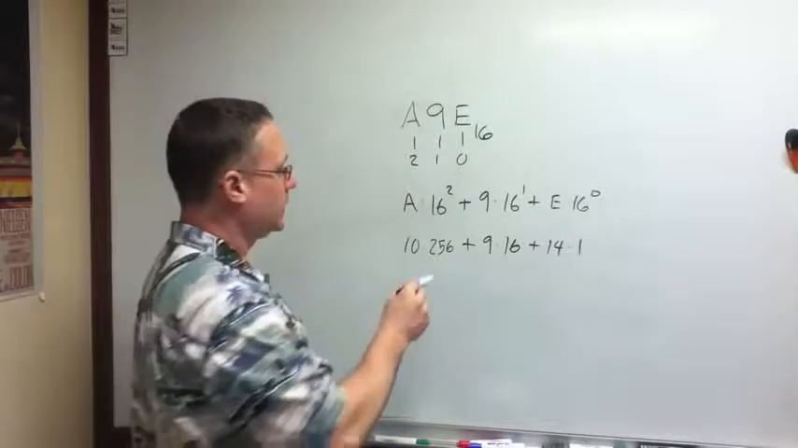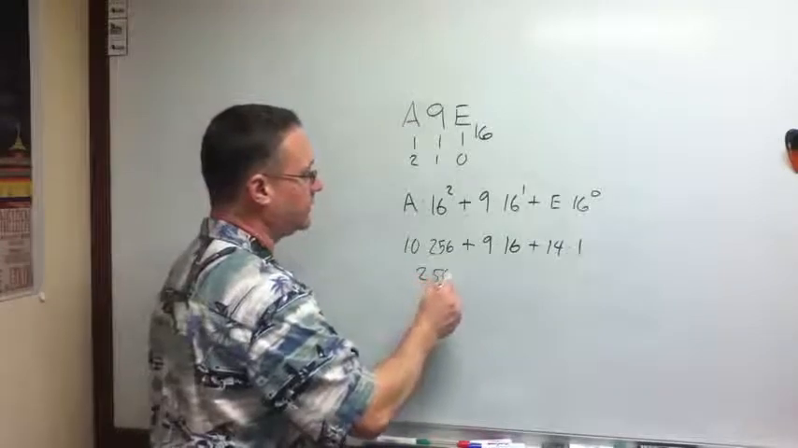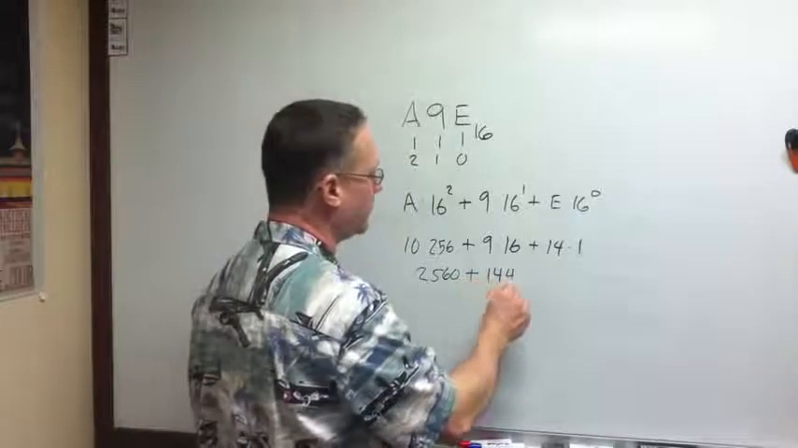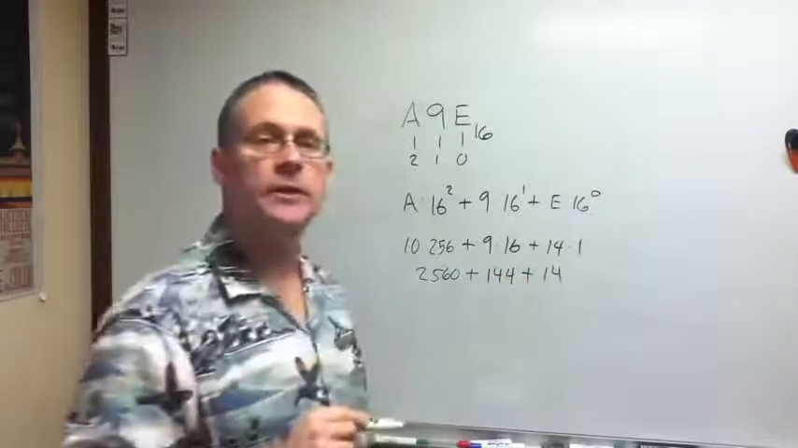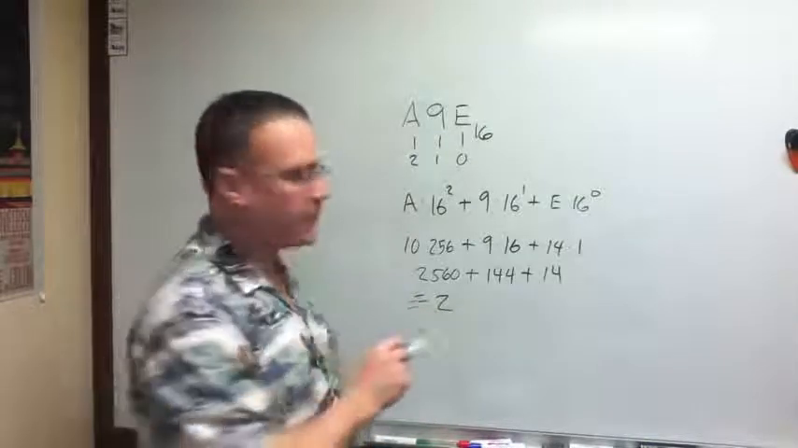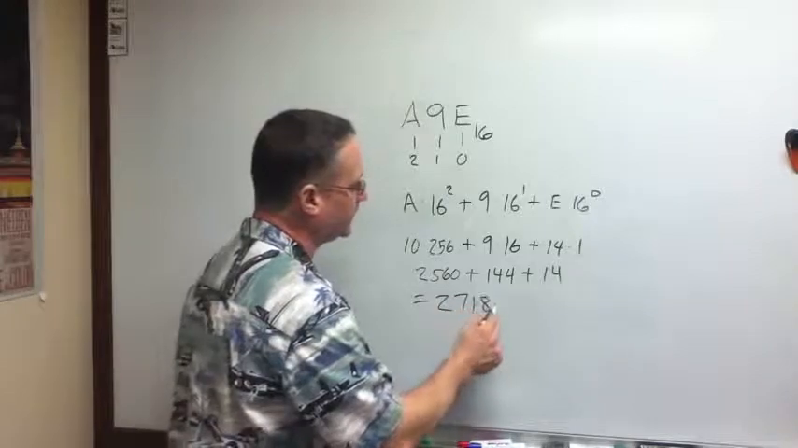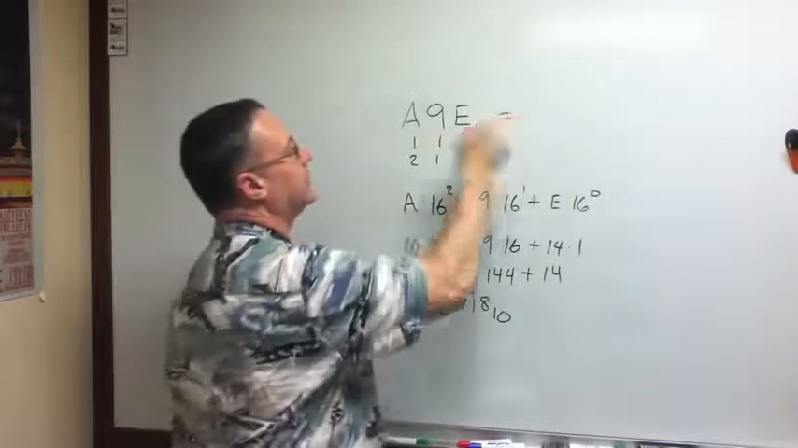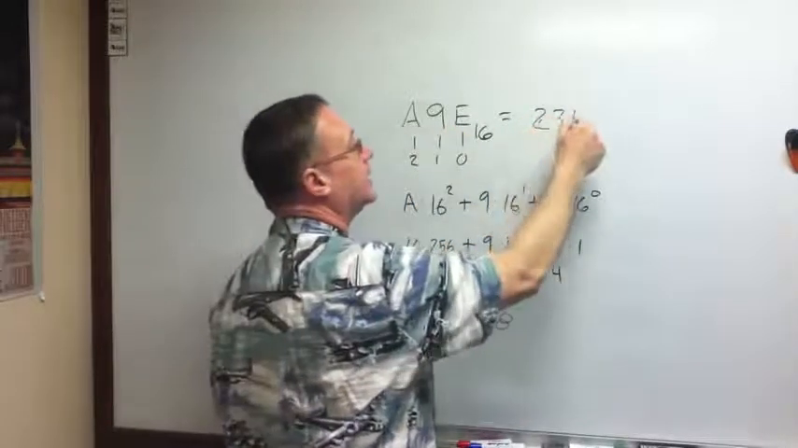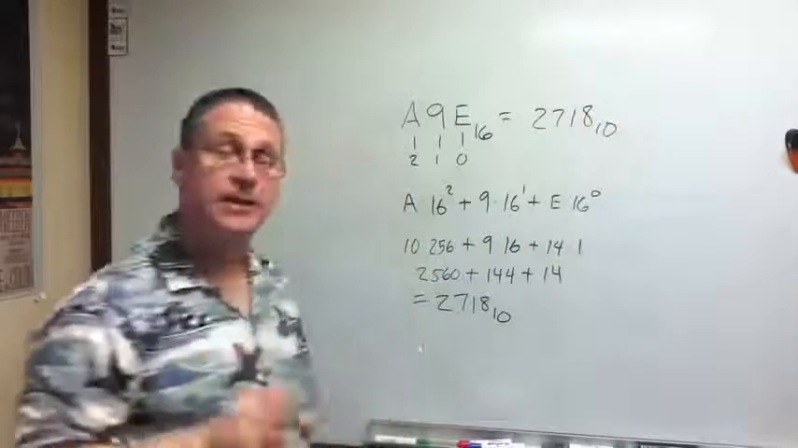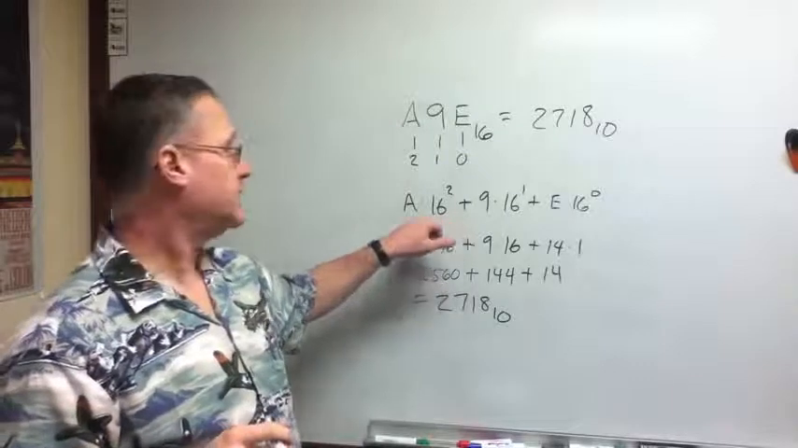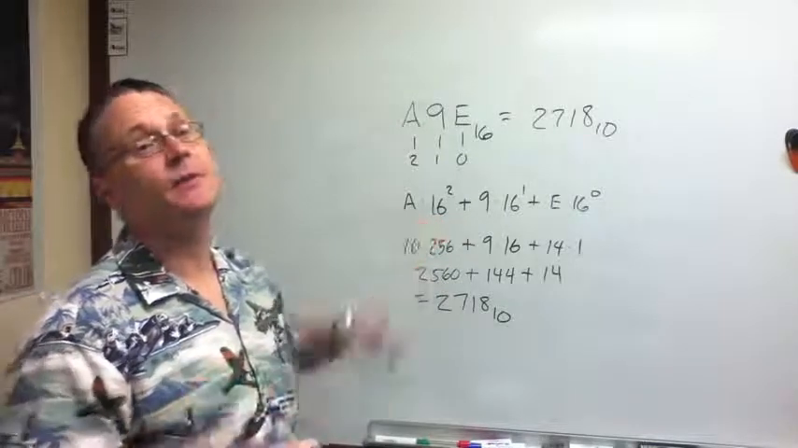All right? So 2,560 plus 144 plus 14, if I do the math and add all that together, I end up with 2718 in base 10. So this number in hexadecimal representation looks like that, and in decimal looks like that. It's the same process, it's just using different bases and different digits. The concept, though, is the same.